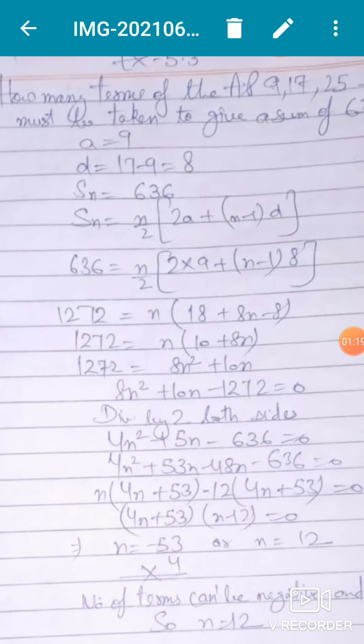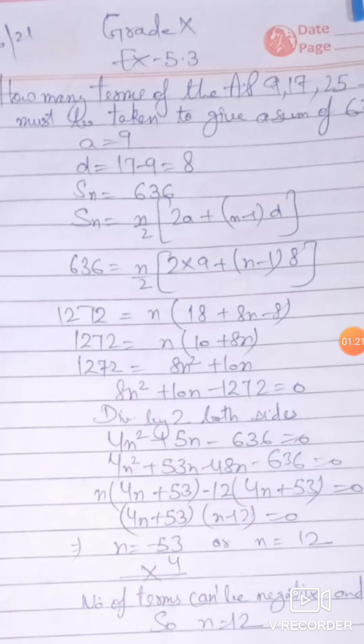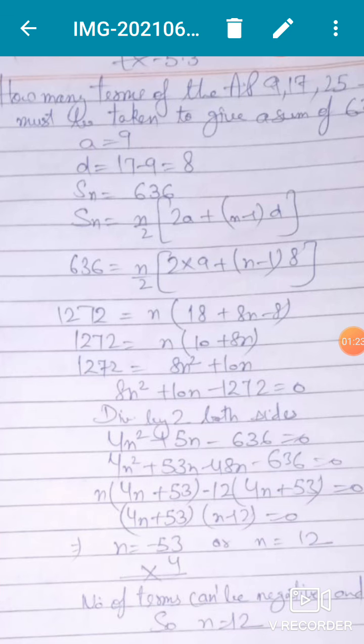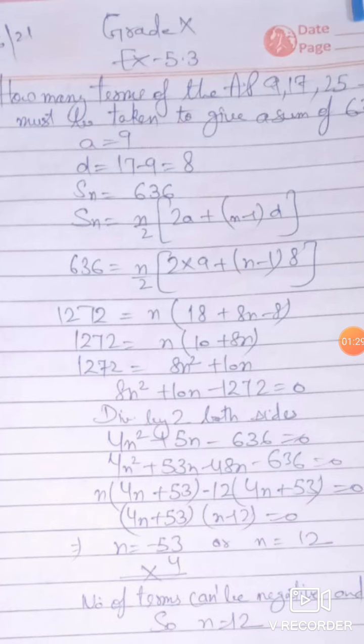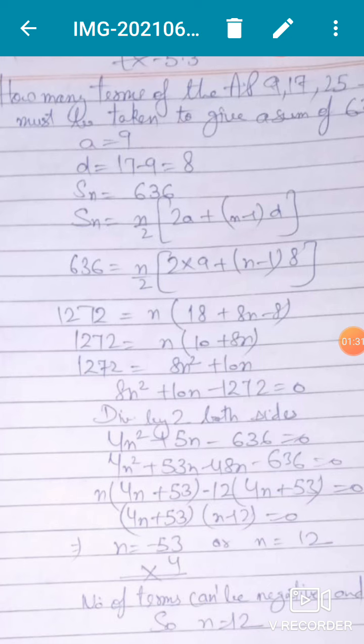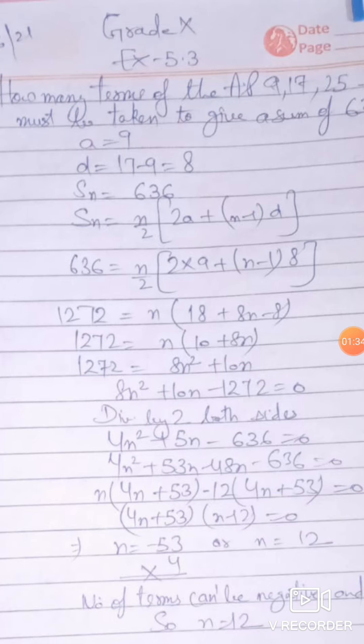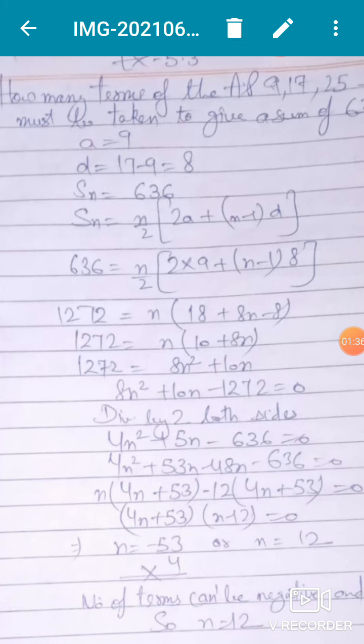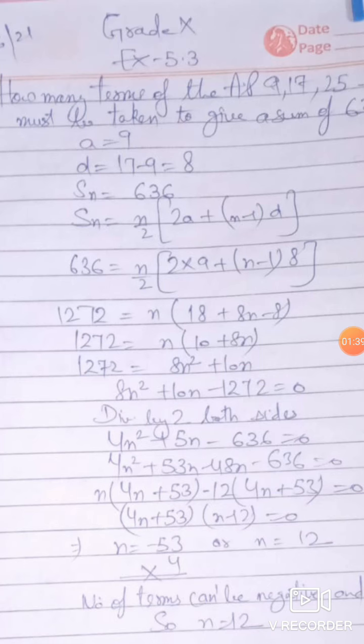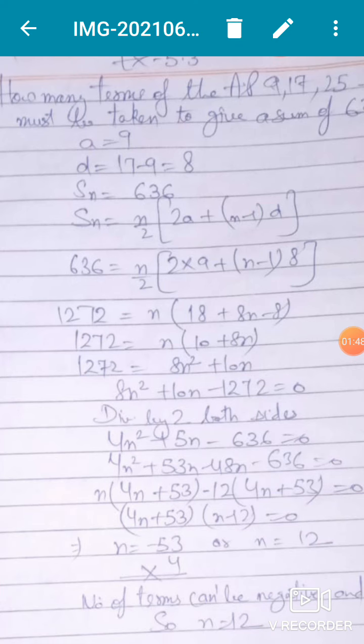So a and d, these values can be put in some formula that can be used, and that is only Sn, because the Sn value is given, so that only we will expand. The Sn formula you know: n by 2 into 2a plus n minus 1 into d. You can see I have written here. Now put the values which we know. Sn is 636, the n value we don't know, n by 2 as it is, 2 into, in place of a comes 9, n minus 1, and the d value is 8.